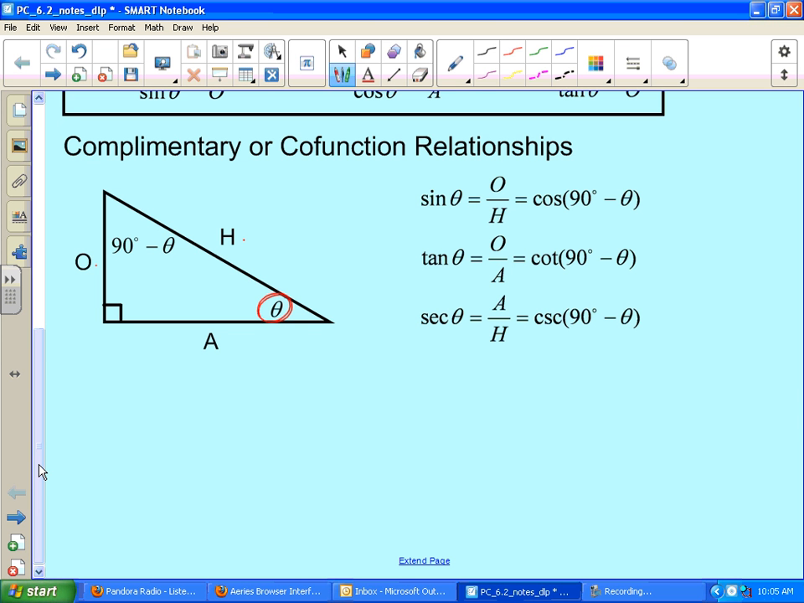So when you do sine of 30, you get 0.5. Does everyone else get 0.5? Okay, cool. So if the sine of 30 degrees is 0.5, then by this cofunction relationship, that would be equal to the cosine of 90 minus 30. So now do the cosine of 60, and you should also get 0.5.